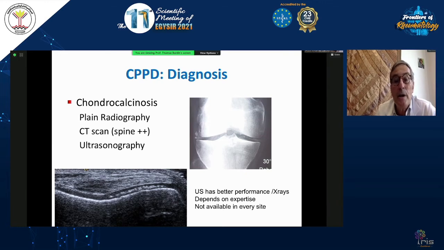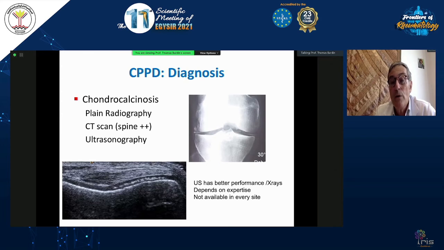So this chondrocalcinosis can be shown by plain radiography. You see here the meniscus calcification, and you have also some calcification in the articular cartilage. The knee is the best joint for screening, followed by the wrist. There has been a nice study by Abhishek, which has shown that the wrist was also a very frequent site of CPPD deposition.